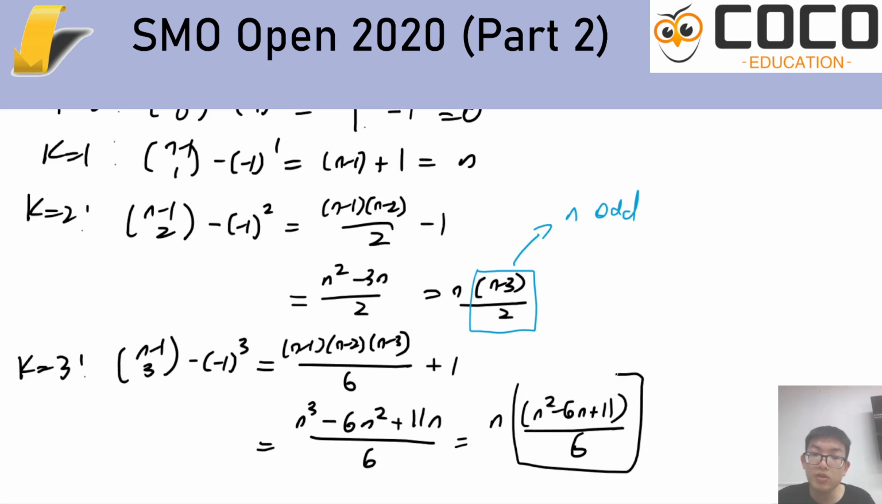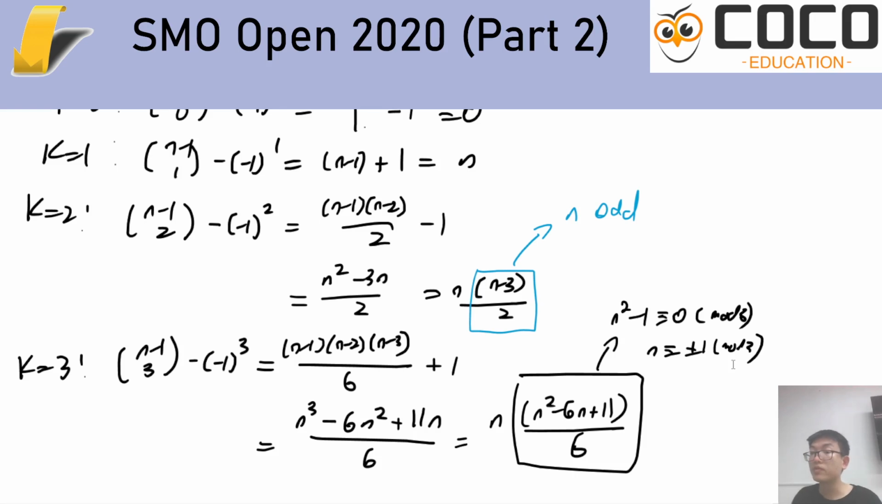Now I need this to be a multiple of 6. N squared minus 6n, if n is odd, this is already divisible by 2. For this to be divisible by 3, mod 3 on top, n squared minus 1 is congruent to 0 mod 3, so n is plus or minus 1 mod 3, so not a multiple of 3. Okay, so n is odd, n is not a multiple of 3. I'm starting to think that n should not have factors. Maybe n is prime.